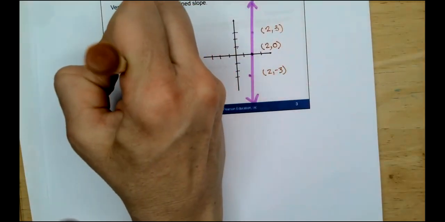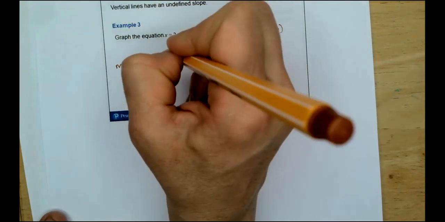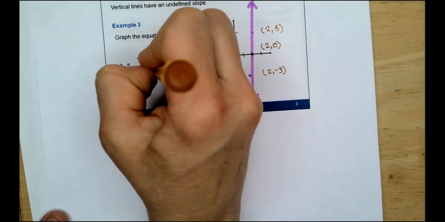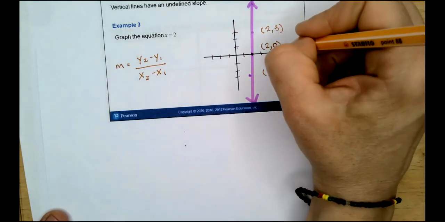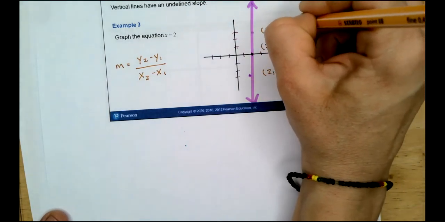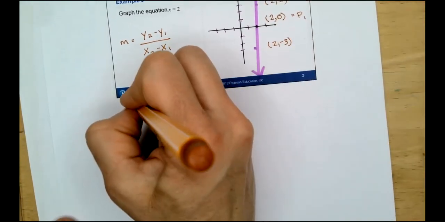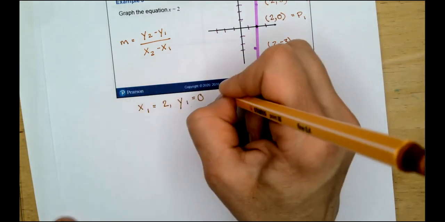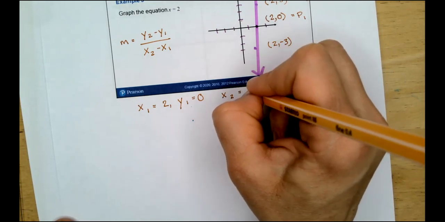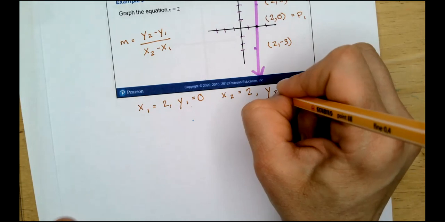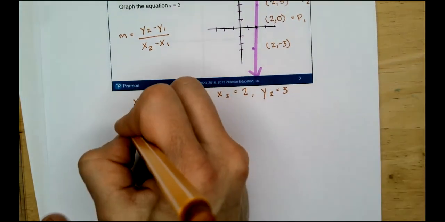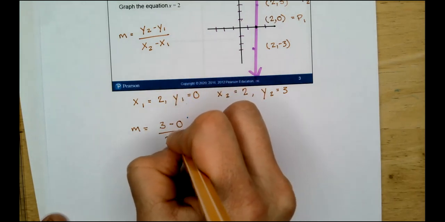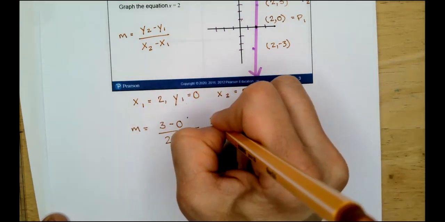Now when we think of the slope, remember it's y2 minus y1 divided by x2 minus x1, right? So if I just pick two random points, this will be my point 1, and this will be my point 2, okay? So that means my x1 is 2, my y1 is 0, my x2 is 2, my y2 is 3. Slope is 3 minus 0 over 2 minus 2. Okay? 3 minus 0 is 3, but 2 minus 2 is 0.